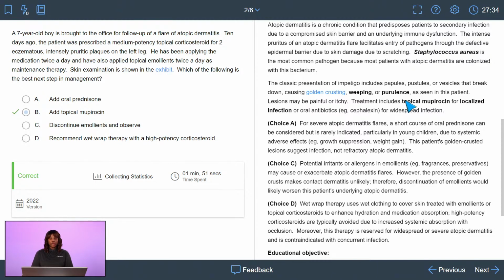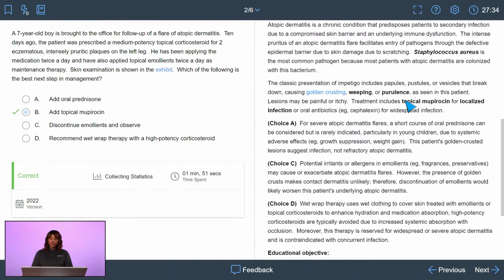But again, those golden crusts make contact dermatitis very unlikely. So if you actually discontinue the emollients, it would make the underlying eczema much worse. And then D, recommend wet wrap therapy and a high potency corticosteroid.